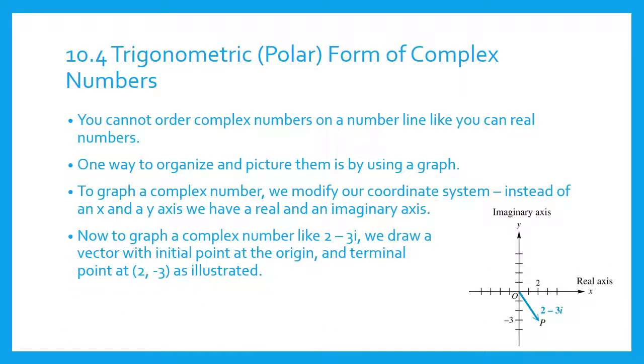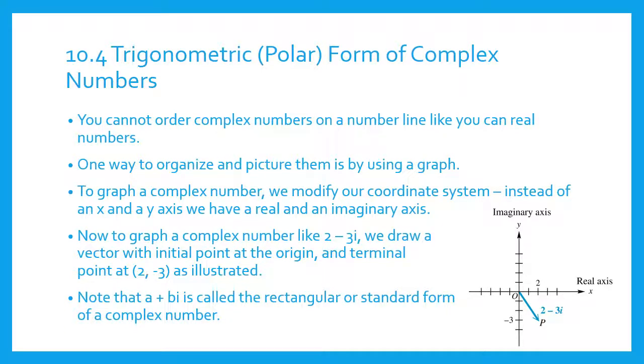To graph a complex number like 2 minus 3i, we draw a vector from the origin to the point (2, -3): 2 on the real axis and negative 3 on the imaginary axis. Note that a plus bi is called the rectangular or standard form of the complex number.